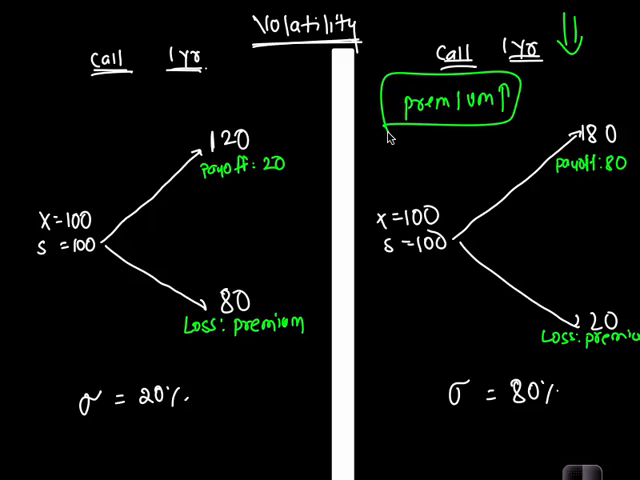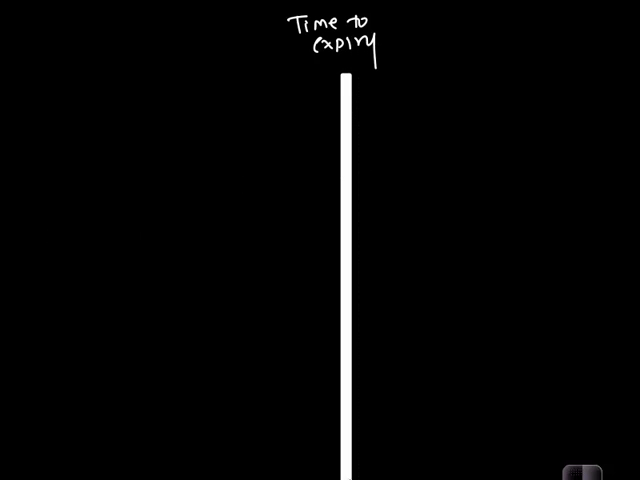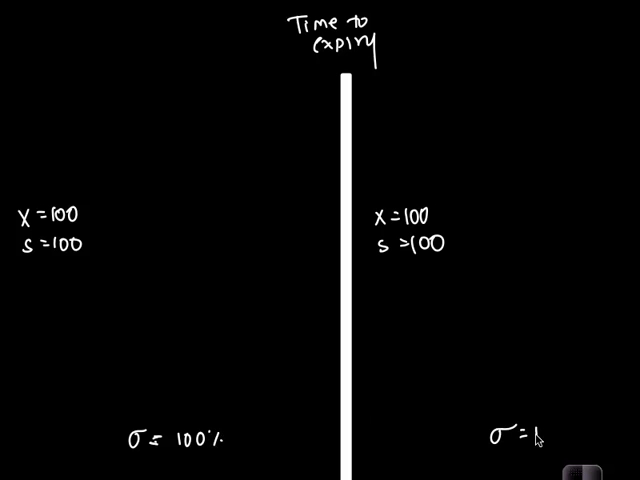Now let us discuss time to expiry. So again, we will build two scenarios. Strike price 100, spot price 100. Strike price 100, spot price 100. Now this time, let us keep the volatility constant. Let's say volatility is 100% for both.